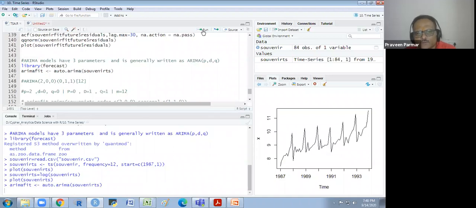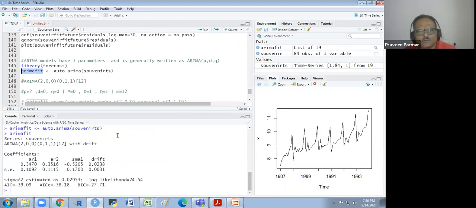And it is the ARIMA fit, and if I show you the fit, you will see this is 200. Auto regression is 2. We have 2 lags behind, and then 0 and 0, and 011 is another factor. The 12 is the frequency we have. It is monthly data. It shows the coefficients AR1, AR2, SMA1, and the sigma squared estimated as 0.02953.